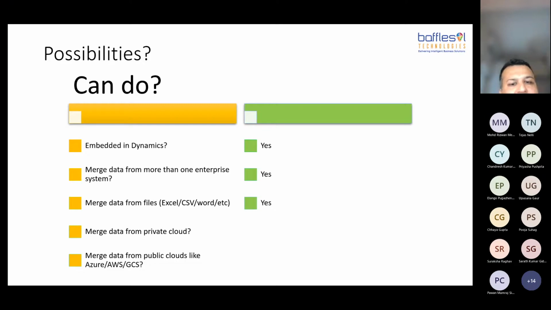Can we merge data from a private cloud? Yes. I mean, you can read data from any service which supports OData, right? Or you can read a file which is available on FTP or SFTP. You can read data from an RDBMS if it is accessible. You can read data from an HTTP service. You can read data from even a website. It can read data from website tables.